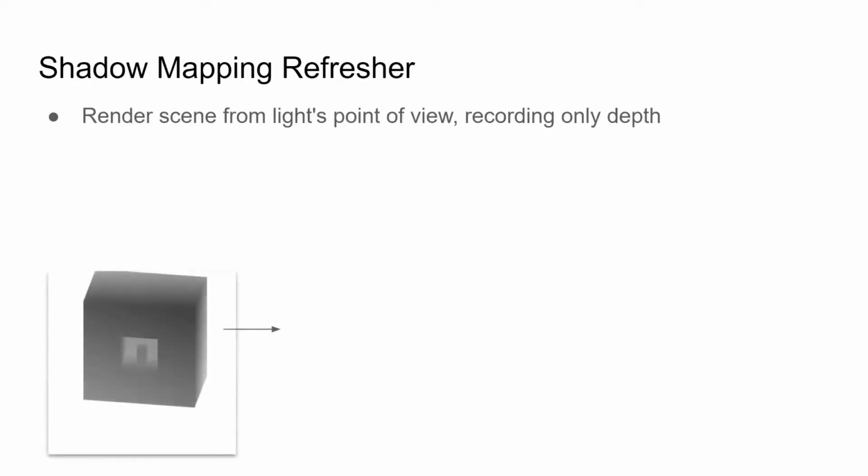So first off, I'm going to give a quick shadow mapping refresher. It's vital to understand basic shadow mapping as reflective shadow maps extend this. The first step of shadow mapping is to render a scene from the light's point of view to a shadow map, which stores just the depth.